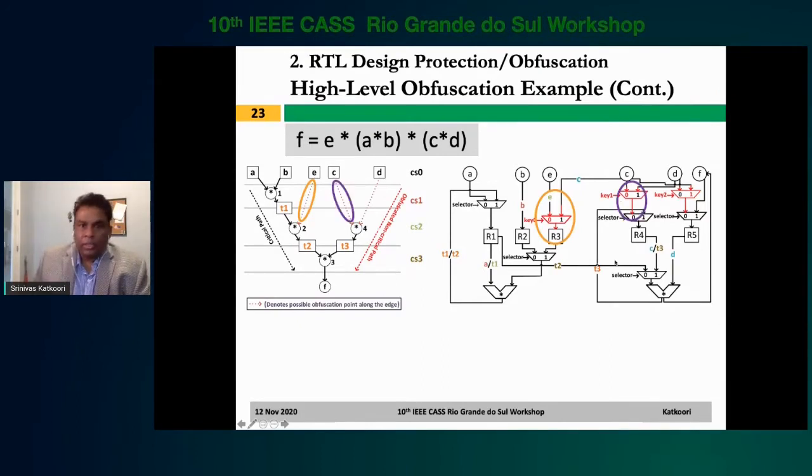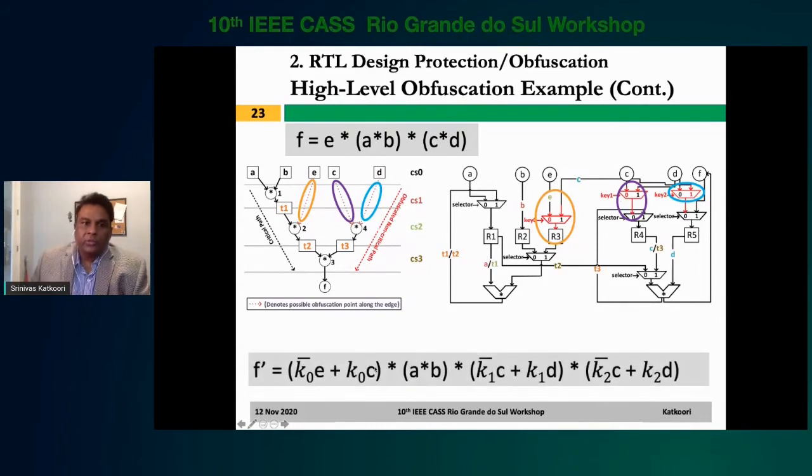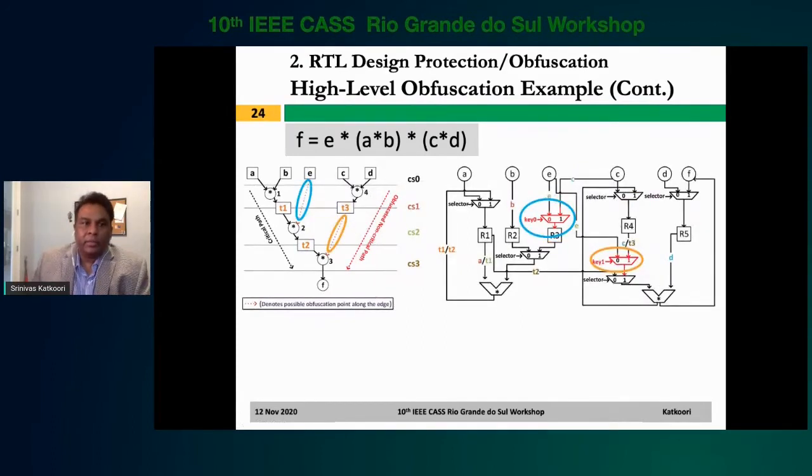Okay, so here, the dotted paths are basically potential obfuscation points along the edge. So the obfuscated function then looks something like this, where you have these key bits, and when the key bits are correct, then you have the correct design. In other words, you need a key for this design to operate correctly. Here is another architecture where we have introduced the obfuscation multiplexers.